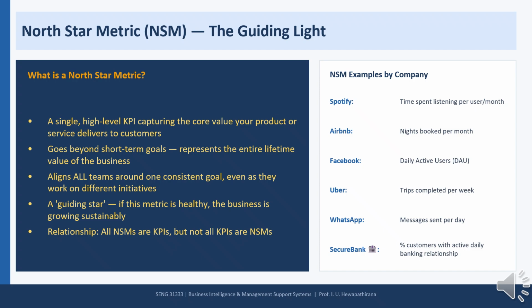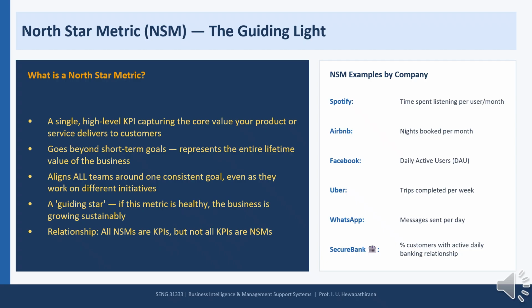Look at the examples on the right side of this slide. For Spotify, the North Star metric is total time spent listening per user per month. Not subscriber count, not revenue, time spent listening, because that reflects how much genuine value users are getting from the platform. For Airbnb, it is nights booked per month. For Facebook, it is daily active users. For Uber, it is trips completed per week.